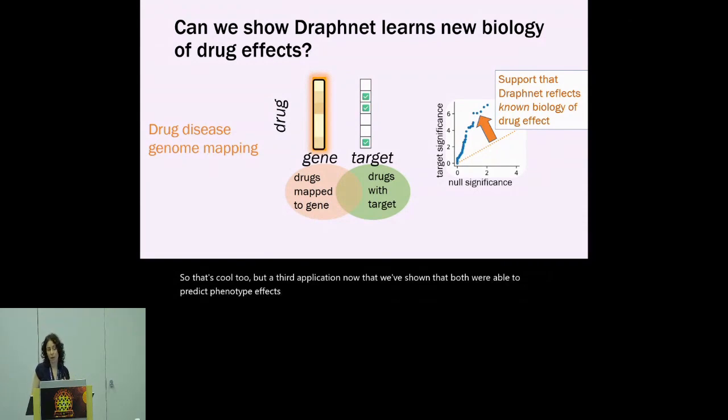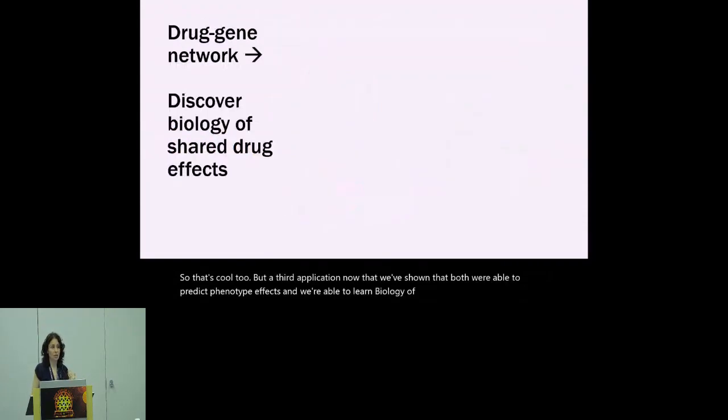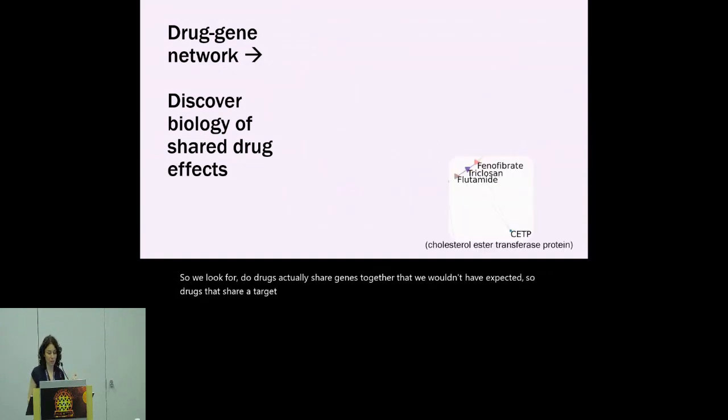But a third application, now that we've shown that we're able to predict phenotype effects and we're able to learn biology of drugs, is to see if we can go beyond drugs that are known to share biology to learn new commonalities between drugs. So we look for, do drugs actually share genes together that we wouldn't have expected? Drugs that share a target, we might expect to share the same genes, but we're able to find other relationships, other clusters of drugs that share the same gene.